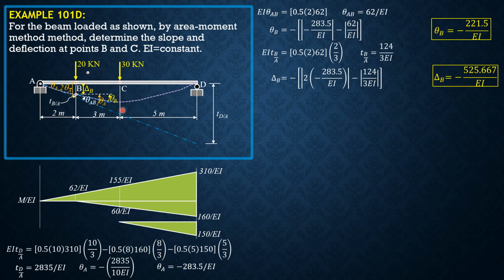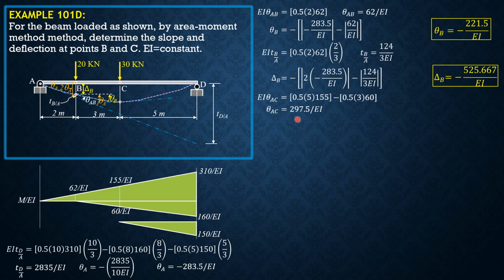Next is, let's draw the tangent at C. Let's evaluate EI theta AC. This is the area between A and C. So 0.5 of 5 times 155 minus 0.5 of 3 times 60. So just these two areas. So the theta AC is equal to positive 297.5 because the tangent from A to tangent at C rotates counterclockwise. Counterclockwise rotation is positive.